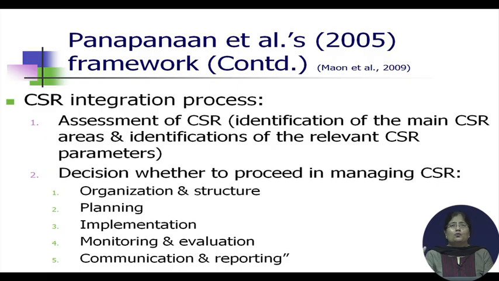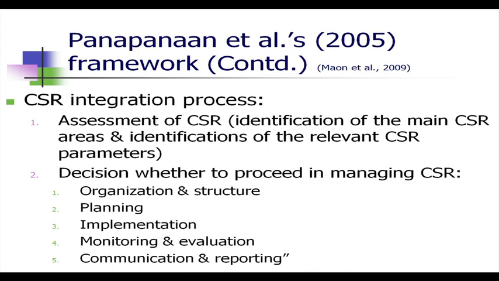Now the process that they suggest based on this particular conception is assessment of CSR. We find out what the main CSR areas and the CSR parameters relevant to the stakeholders are. Then we decide whether to proceed in managing CSR organization and structure, or planning, or implementation, or monitoring and evaluation, or communicating and reporting. These are the 5 different ways. So what part are we focusing on? Are we planning the CSR, the organization and structure of the CSR programs, the implementation, monitoring and evaluation, or communication and reporting? So this is what they suggest, that you first find out what needs to be done and then go ahead and do it.